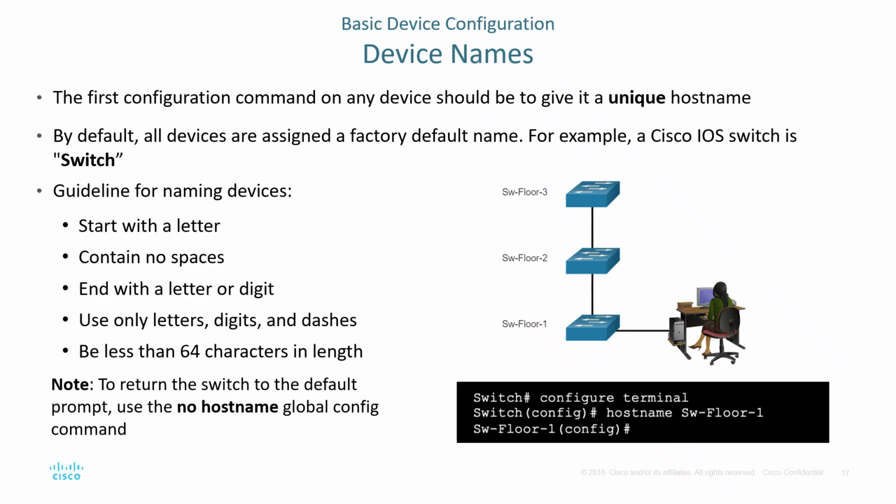So you want to start with a letter, contain no spaces, end with a letter or digit, use only letters, digits, and dashes, and be less than 64 characters in length. So when I do this, I know now that that is switch floor 3, switch floor 2, switch floor 1. Okay? So again, no spaces.